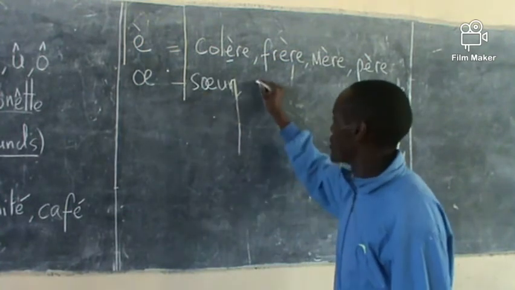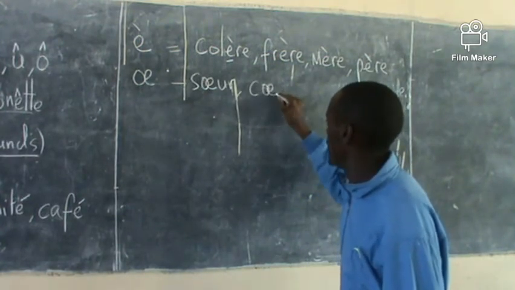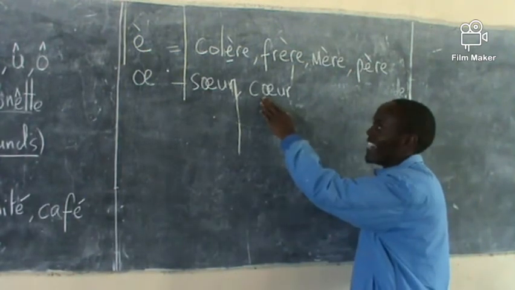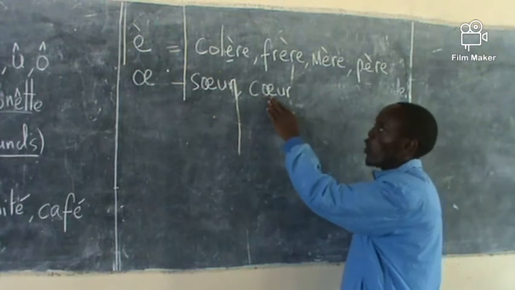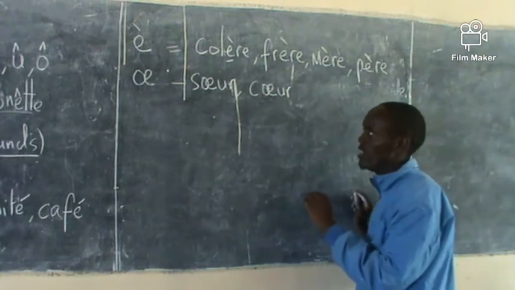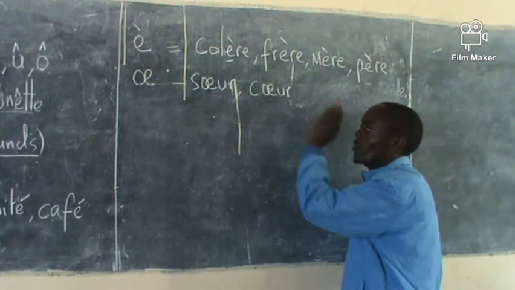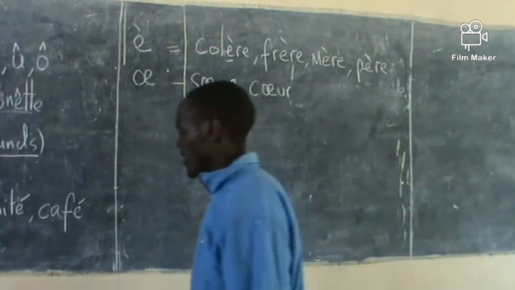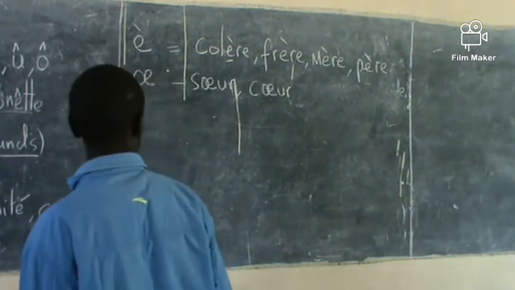Sœur. When you are saying cœur, that is when you are talking about the heart. The heart is called cœur. When you are saying my heart, you say mon cœur. Cœur means heart.